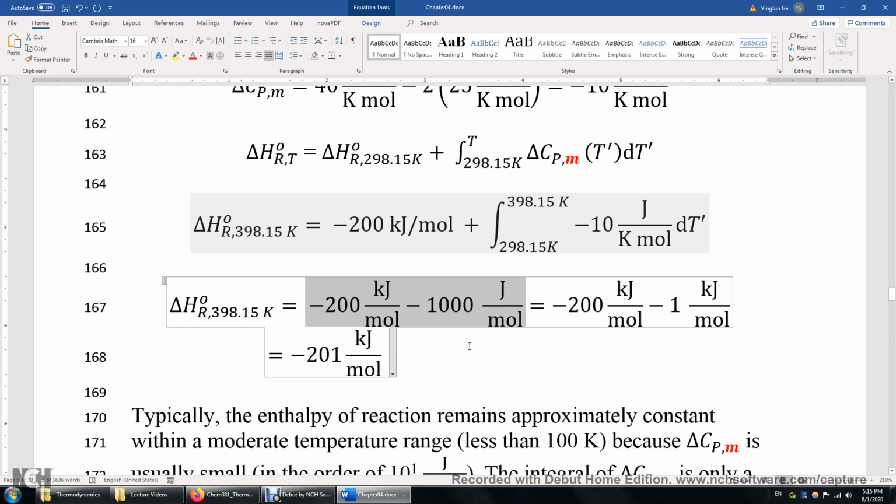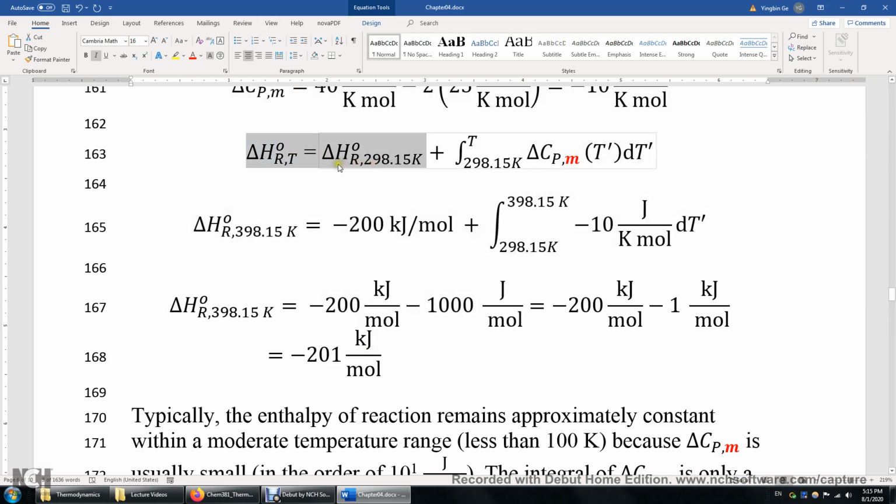This example tells you how to compute the enthalpy of reaction at a different temperature, other than the room temperature. Also, it reminds you, even if the target temperature differs moderately or even significantly from the room temperature, I would say the enthalpy of reaction at that temperature is very close to the enthalpy of reaction at the room temperature. So these two are very close, only because this correction, the integral of delta CPM, is usually small.